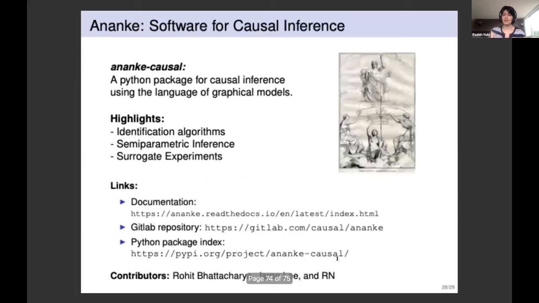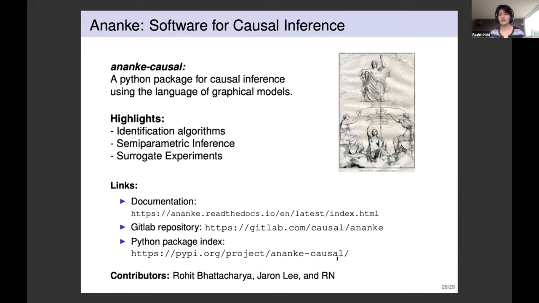And a lot of what I discuss here is implemented in a package called Ananke. It's a Python package for causal inference using the language of graphical models. And besides estimation, there are also other nice components to it, from non-parametric identification, surrogate experiments, and other things. Some links to the documentation and the repository. And the main contributors of this package are Rohit Bhattacharya and Jaron Lee.